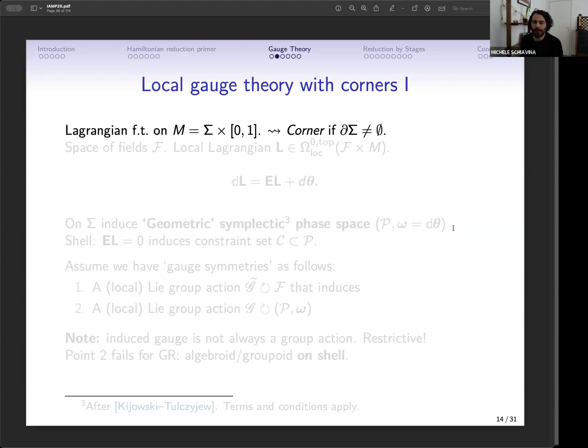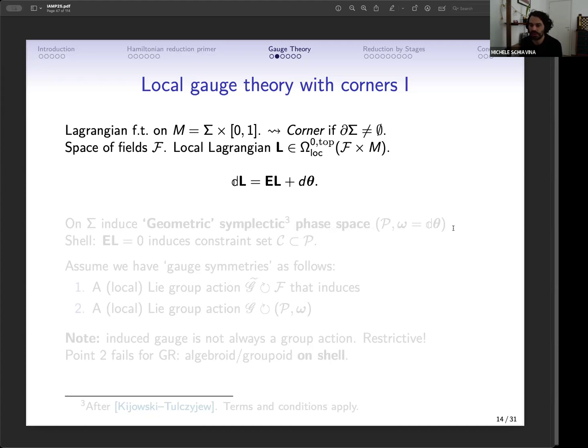I'm going back to a Lagrangian field theory that for simplicity now I'm going to consider defined on a cylinder obtained by crossing a surface sigma with a closed interval 0, 1. Now, if sigma has a boundary, you can imagine that I will have a marked hypersurface of codimension 2, which I call a corner. So the corner is given by the boundary of sigma at 0 and the boundary of sigma at 1. Okay, so I will have some space of fields over this manifold, and I will have a local Lagrangian form, which I think of as a top form valued functional over my fields.